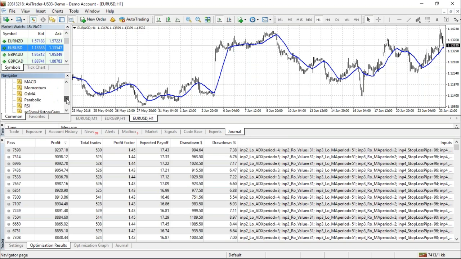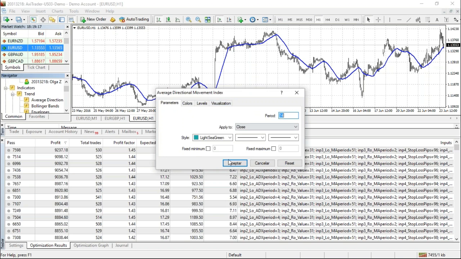I don't like that they put so many submenus in the new MetaTrader. Now you don't find the ADX. It was so simple before. It was all just alphabetical. Well, here you go. That's the ADX.